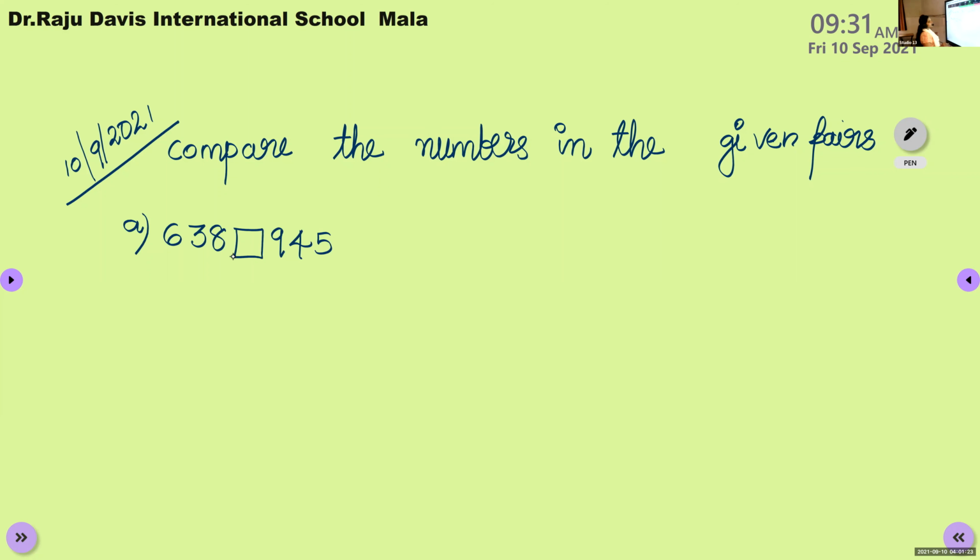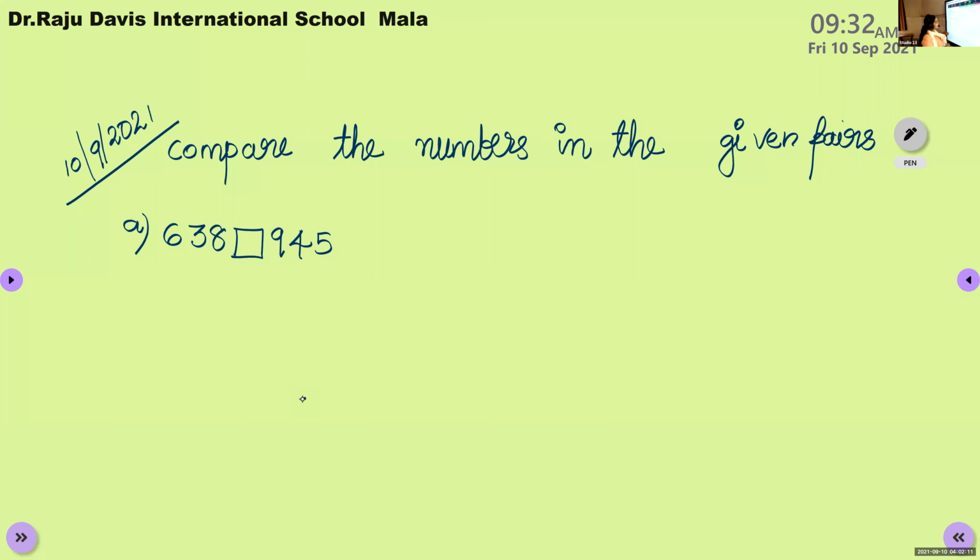Now we are going to compare these two numbers. So, dear children, what is the first step to compare two numbers? First, listen here. I told you to keep your pencil down. Before the hundreds place, we have to count the number of digits. Here, both numbers are in how many digits? Three digits. So, the number of digits are equal.